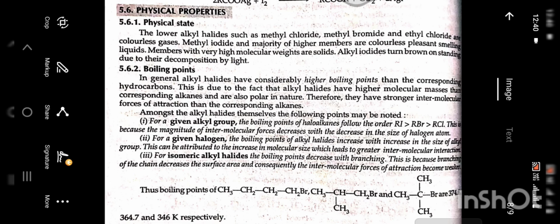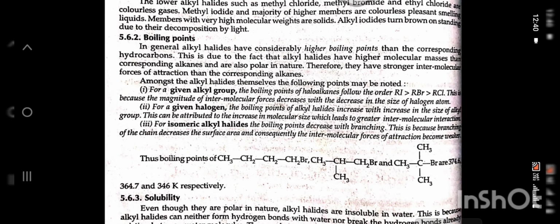Amongst the alkyl halides themselves, the following points may be noted. First, for a given alkyl group, the boiling points of haloalkanes follow the order RI > RBr > RCl. This is because the magnitude of the intermolecular forces decreases with the decrease in the size of the halogen atom.